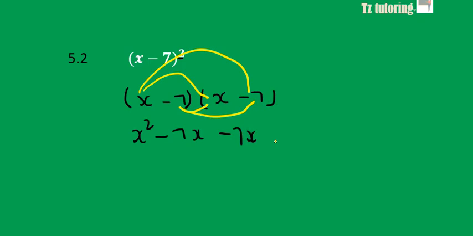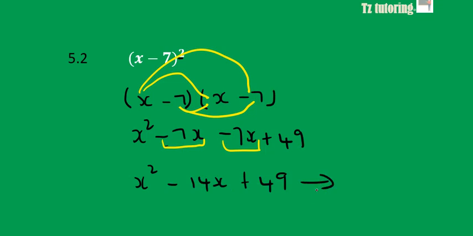So negative 7 times negative 7 is positive 49. So negative 7 times negative 7 will give you positive 49. All right, and of course, as you can see, these two are like terms because they both have x. So to simplify, we have x squared. Negative 7 minus 7 is negative 14x. And we add that 49 at the end, and that is our solution.